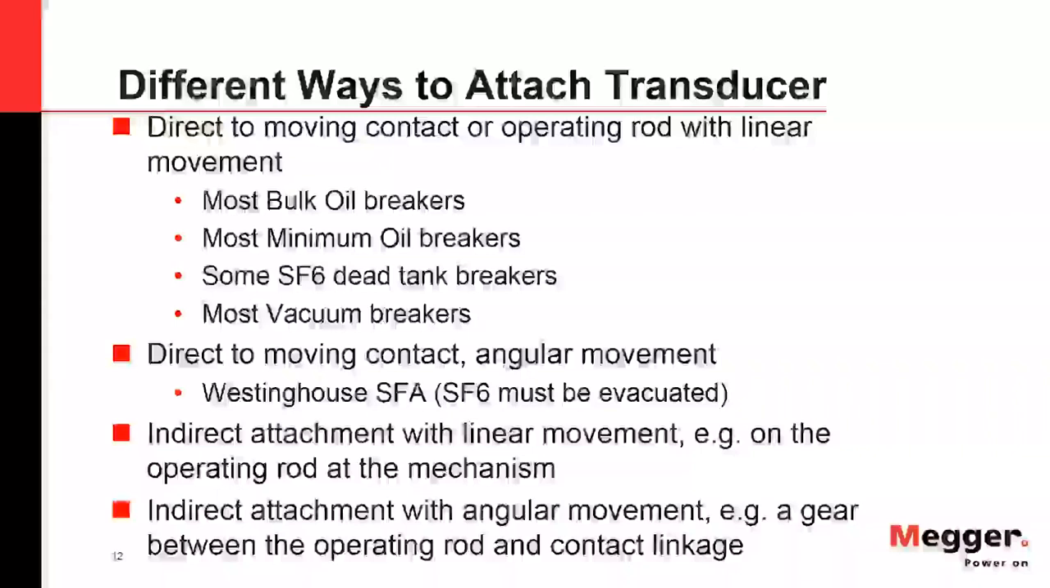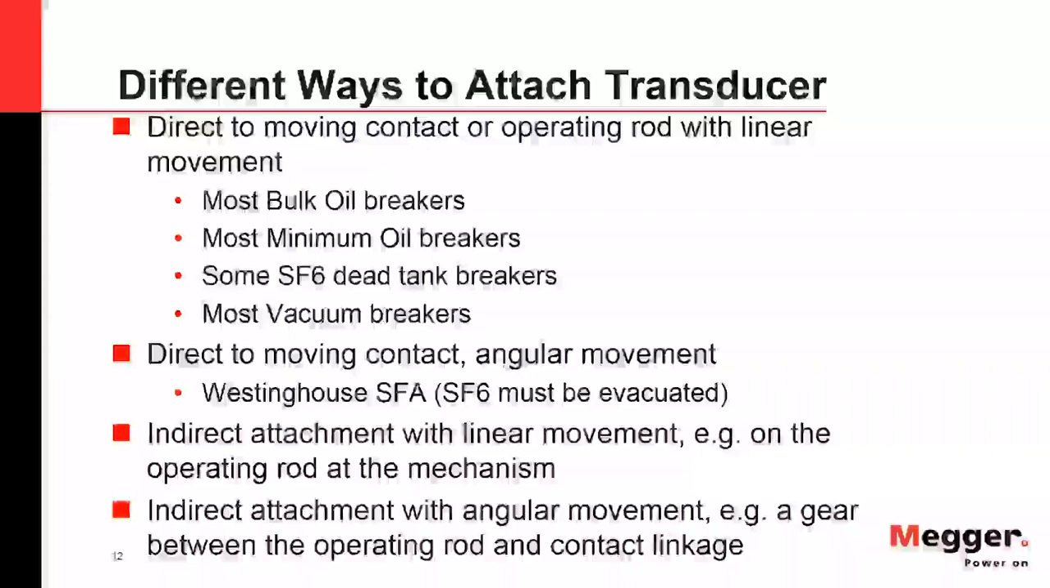Other things you can do: you can connect a transducer directly to a moving contact, but with angular movement. I'll have a picture of this a little bit later, but there's an old Westinghouse SFA circuit breaker where you'd have to pull the gas out, open up the tank, and then put a rotary directly to the center, and it would measure along there, and then you convert to get what the interrupter arc length stroke was. And then you can do an indirect attachment, but still with a linear transducer, where you might be hooking to a mechanism and then transferring that with some kind of conversion factor to get the stroke of the interrupter. You could also have it parallel the interrupter, but through a system of linkage, it's mimicking what the interrupter is doing.